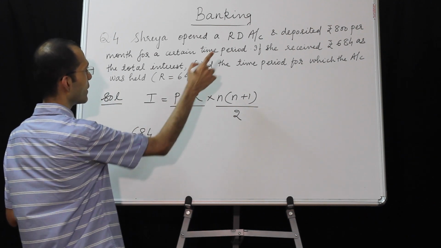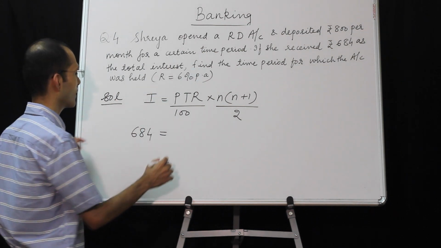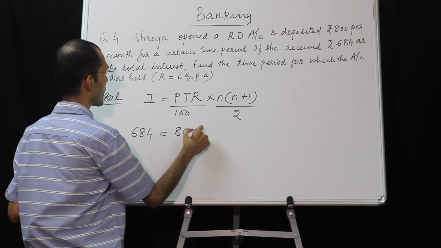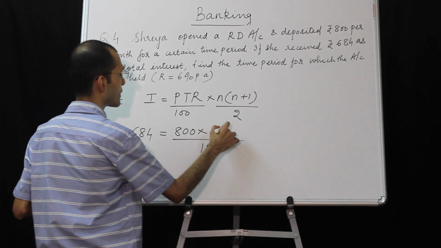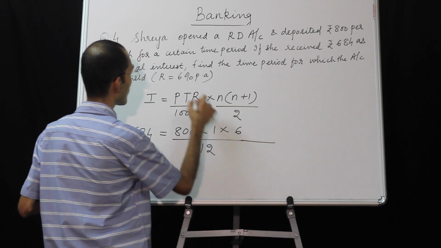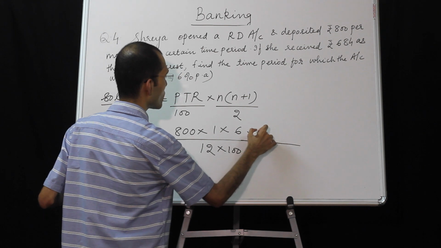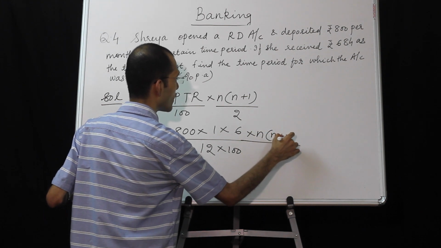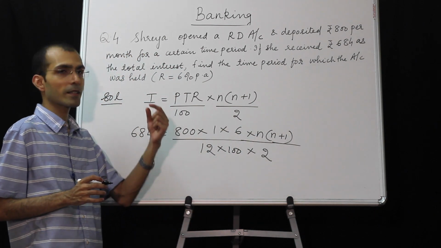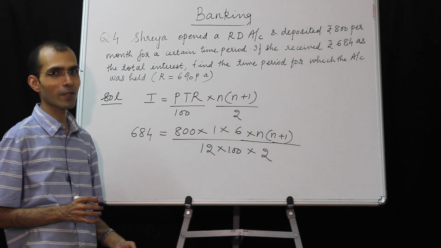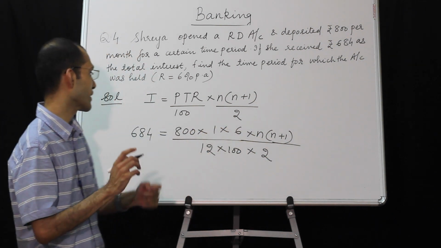Are we aware of P? Yes. She deposited how much? 800 per month. So P is 800. Capital T is 1 upon 12 always. Rate of interest 6% per annum, into n plus 1 upon 2, because we are not aware of the time period for which the account was held, and it is precisely this n which we wish to find.